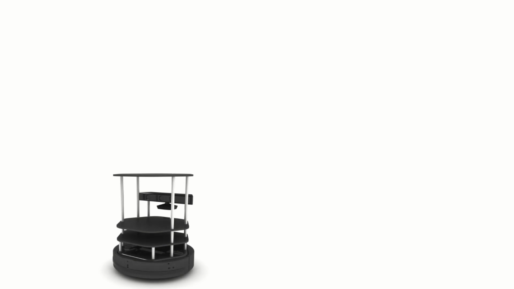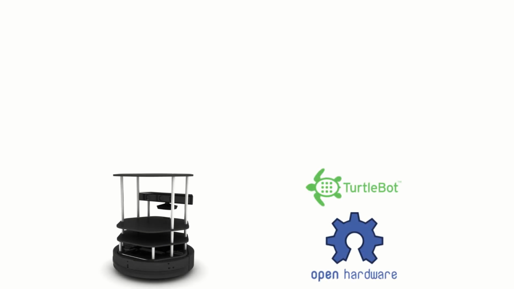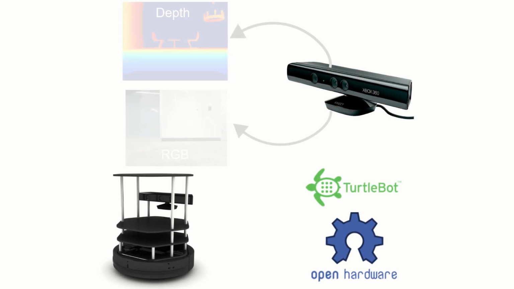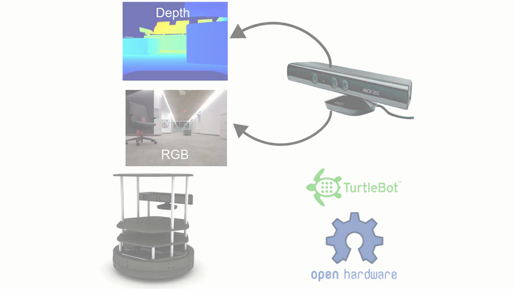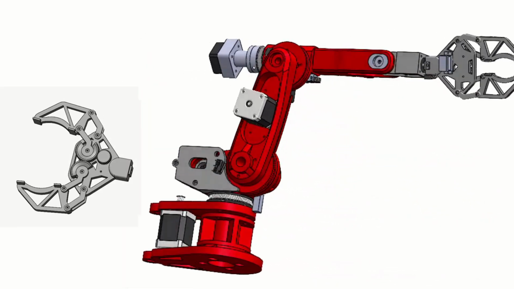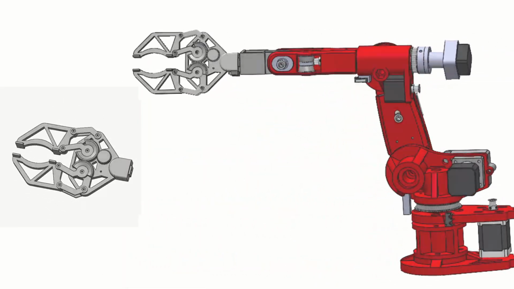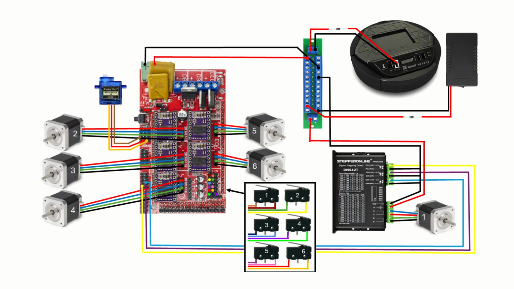The base of Grace, the Turtlebot 2, is an open source mobile base platform with a Microsoft Kinect RGB-D camera. Our work adapts an open source 3D printed 6 degree of freedom arm and designs a gripper controlled by an Arduino Mega and a RAMPS 1.4 board to enable complex mobile manipulation tasks.